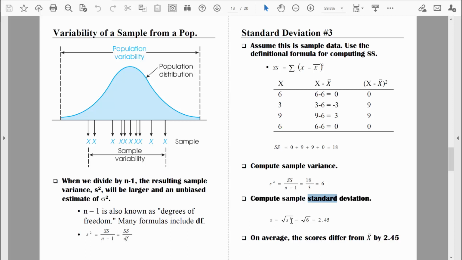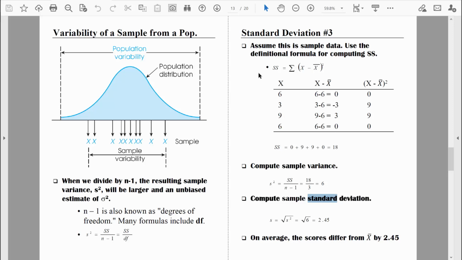In this case, we're going to take the square root of the sample variance. The square root of 6 is 2.45. That, my friends, is our sample standard deviation. That is S, the sample standard deviation. How do we interpret that? On average, these scores right here differ from the sample mean by about 2.45 points.